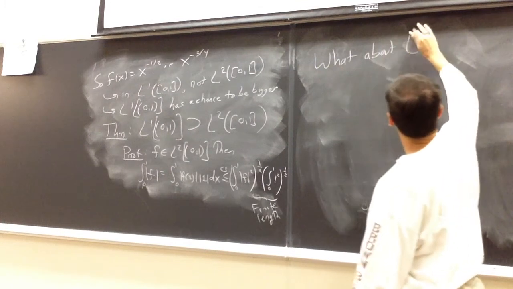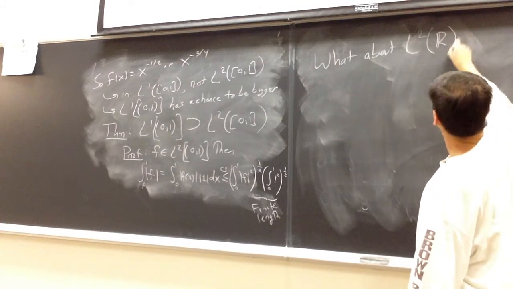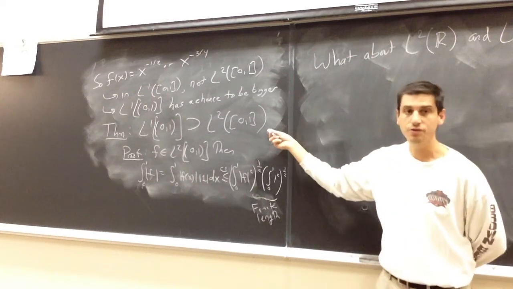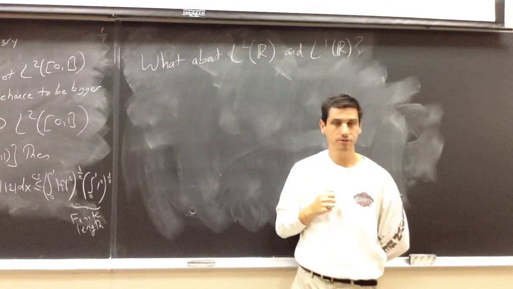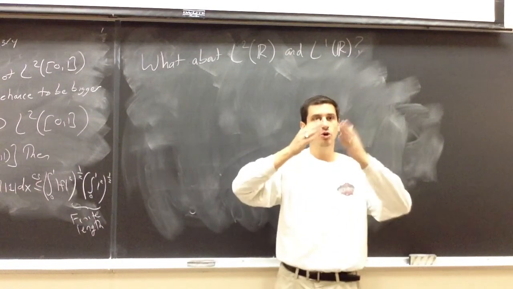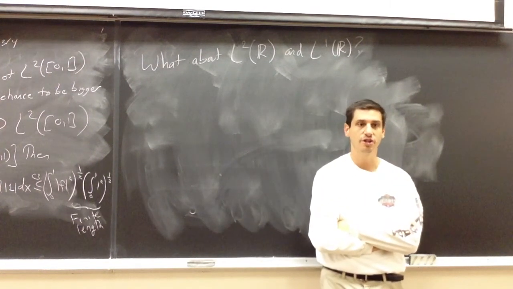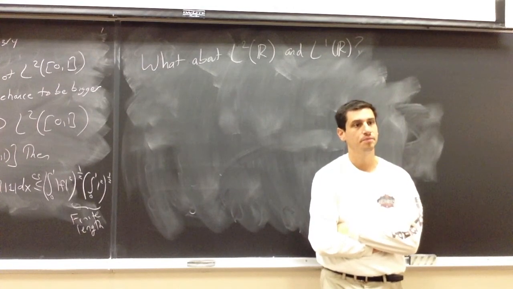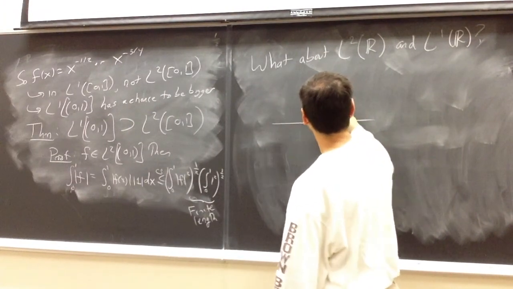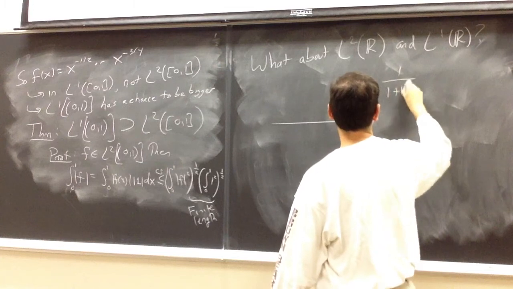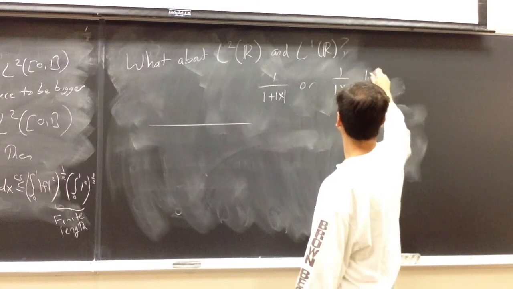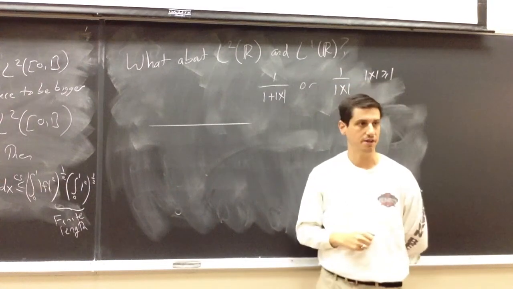What about L2 of R and L1 of R? We just showed L2 of 0, 1 was contained in L1 of 0, 1. Is L2 of R contained? Can you give me a function whose square is integrable, but the function's not integrable? Yes? 1 over x, but something else around 0. Good. So let's do 1 over 1 plus absolute value of x. Or just do 1 over absolute value of x if the absolute value of x is greater than or equal to 1. Something like that.